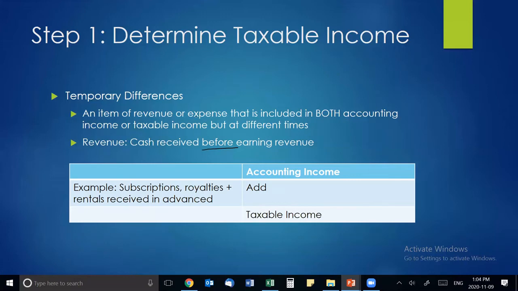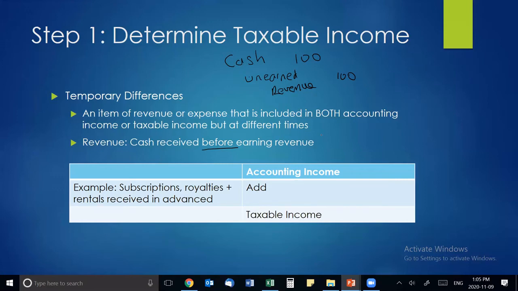So you've gotten the cash, so we can debit cash because we have that. Okay, so we debit cash, $100, but we haven't earned the revenue yet. So we haven't done the work yet. So what we would have to credit is unearned revenue. Okay, we haven't done the work yet. So we're going to credit unearned revenue, $100. So this doesn't go into accounting income because it's going to go into a liability called unearned revenue.